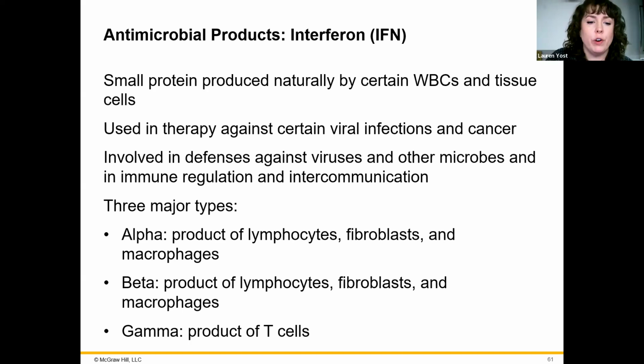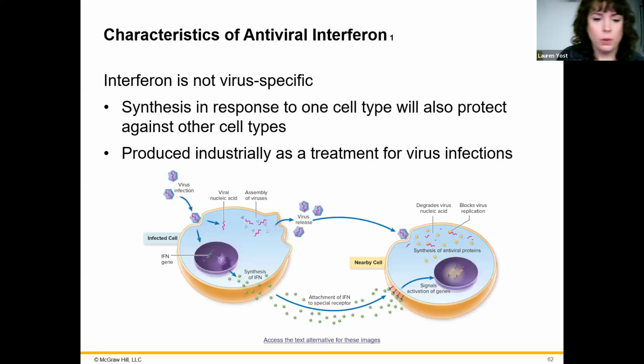Antimicrobial products, interferon. We've already met interferon, but there's all different kinds. There's alpha, beta, and gamma. But this is the guy that I mentioned. This is when you have a virus coming, you have a burglar coming in your house. You go hide in your closet, and you are probably going to get killed. But you at least have time to call your buddy next door.